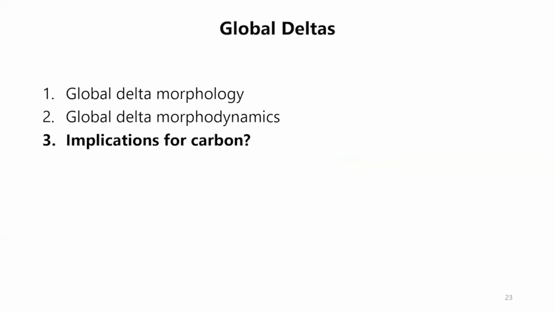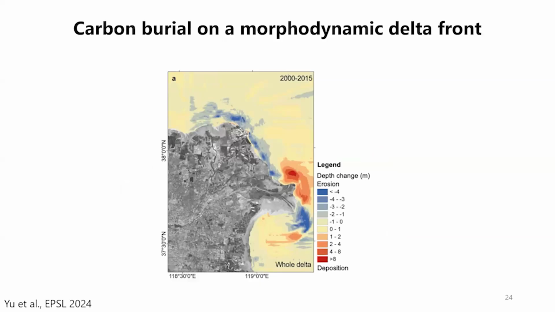So lastly, what I want to end with is some implications for carbon. This is recent work by a postdoc who was in our group last year looking into the Yellow River Delta. And the Yellow River is a tremendous delta, and there's a lot of morphodynamics. So this is the past 15 years. You can see the scale bar here. There's some great erosion at the former river mouth, and also a lot of new deposition at the new river mouth of up to 8 meters in this time step in these 15 years.